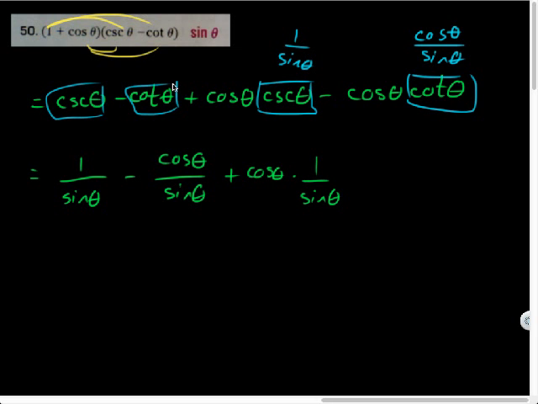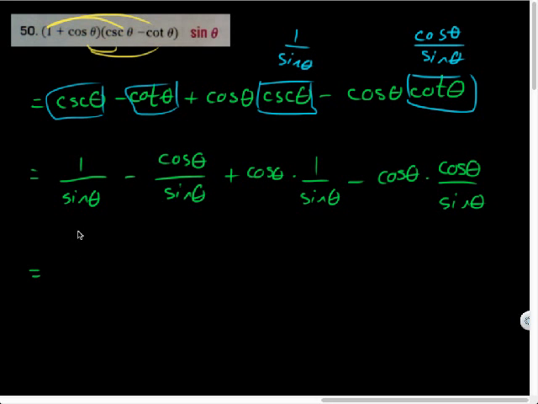I'm wondering, I might not have wanted to do this one here, but we'll see what happens. Minus cos theta times cos theta over sine theta. So let's see if this helps us any here. Equals.